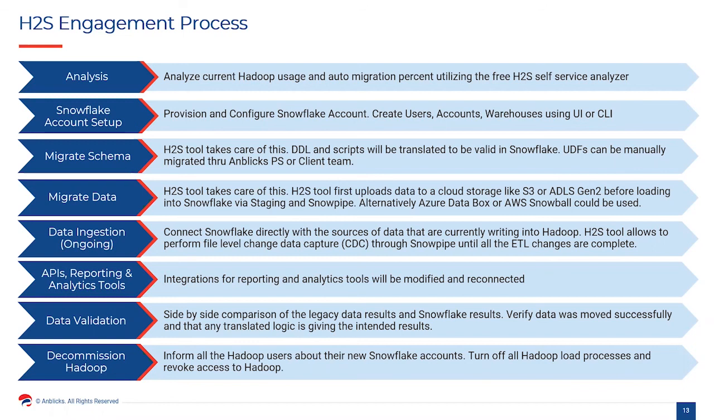And once it is done, you can migrate the schema. You can leverage an accelerator like H2S to migrate the majority of them. And some of the things that cannot be migrated, like user-defined functions, can be manually migrated through your development team or the professional services. And migrate the data, right? So here you have multiple options. Either you can leverage Azure Express Route or AWS Direct Connect in conjunction with an accelerator to migrate the data, or alternatively you can always ship your data, right, through Databox or Snowball.